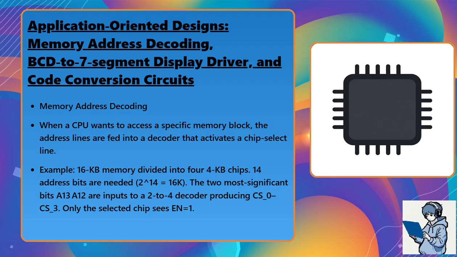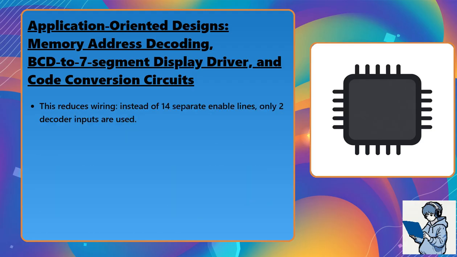The two most significant bits, A13 and A12, are inputs to a 2 to 4 decoder producing chip select 0 to chip select 3. Only the selected chip sees enable equal to 1. This reduces wiring. Instead of 14 separate enable lines, only 2 decoder inputs are used.